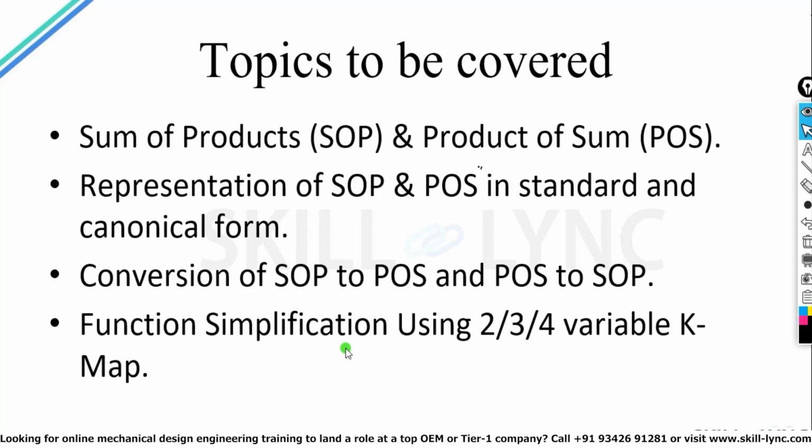and how we can convert SOP into POS, because in some cases it is required that the function should be in SOP. So we need to know how we can convert SOP into POS and POS into SOP. And at last we will take a few examples to show how we can minimize a huge function based on the K-map. The K-map will be a 2 variable K-map, 3 variable K-map or 4 variable K-map.